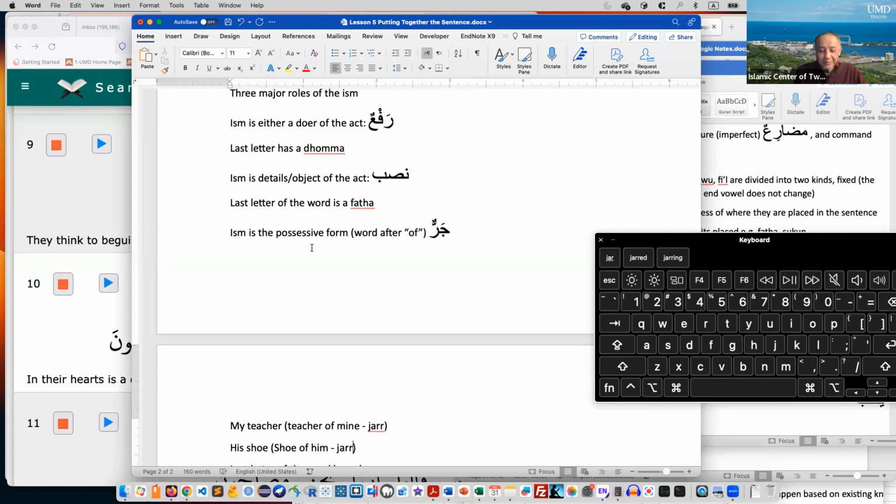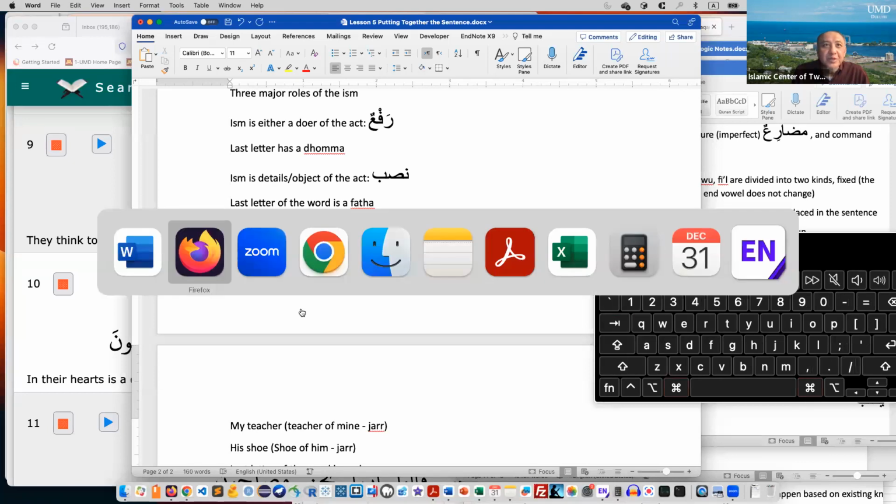Correct. Yes, you have to say teacher of mine because it's after of. In English you say my teacher, but the way it's written and spoken in Arabic is teacher of mine. So it's a little different. But I'll give you some examples so that you understand what this is talking about. Let's go into some examples here.